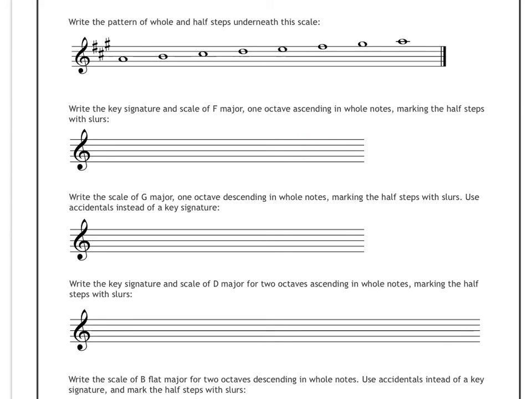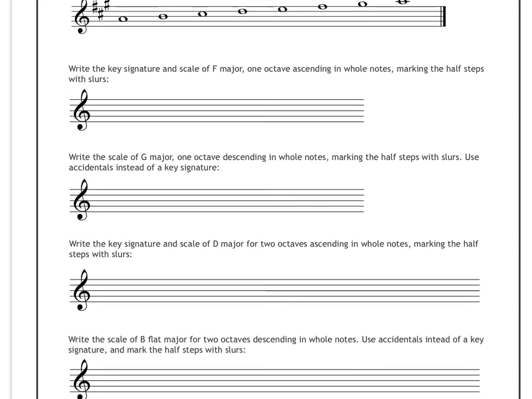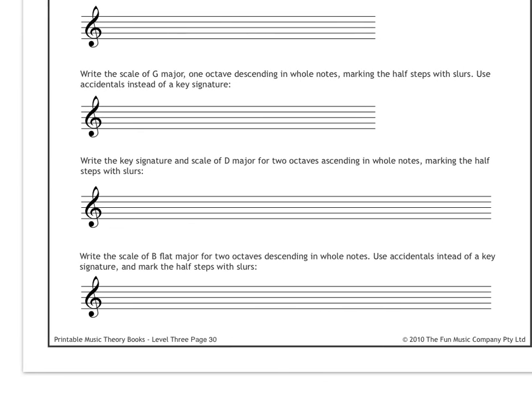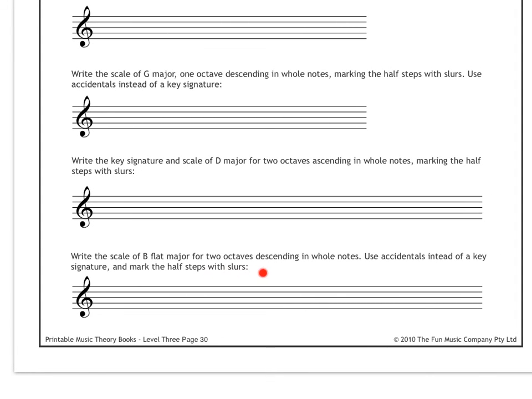Okay? Do the same thing here for your G major scale. Take note of every little bit, every little instruction they have for you. And then finish off with the other ones as well. Write the key signature and scales of D major and B flat major. A 2-octave scale here for B flat major. Well, for both of these, I guess. So a review lesson for major scales. Go to it.